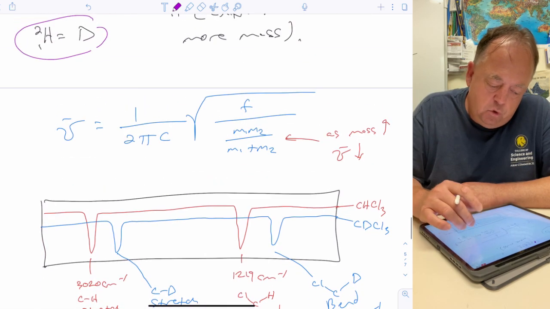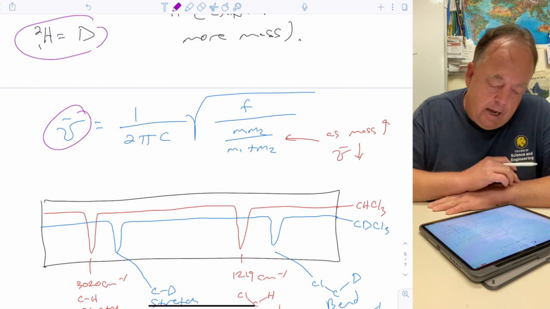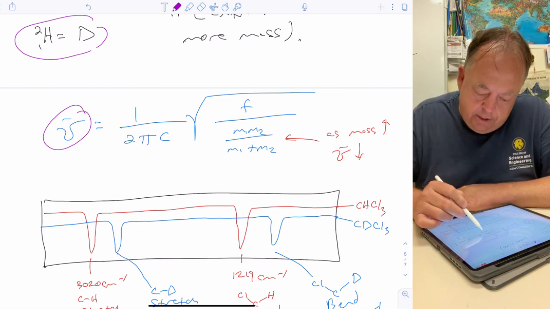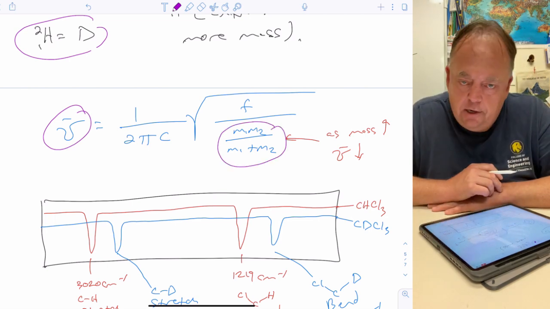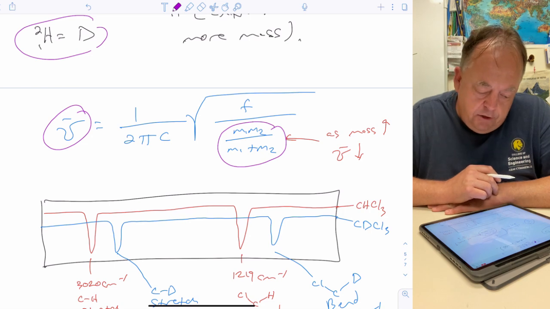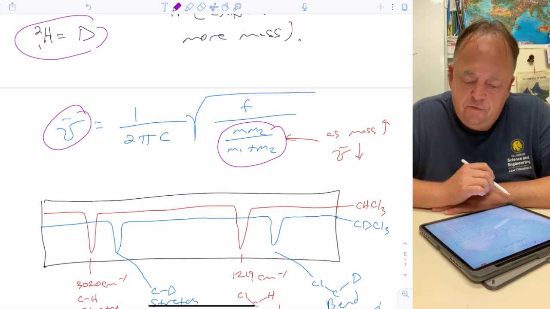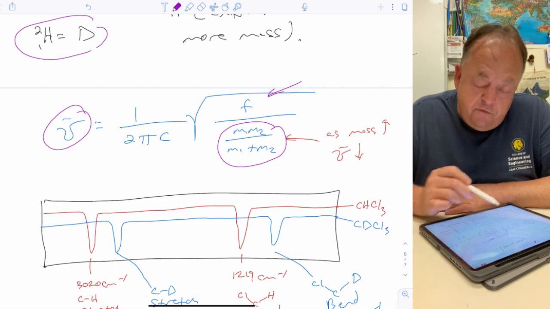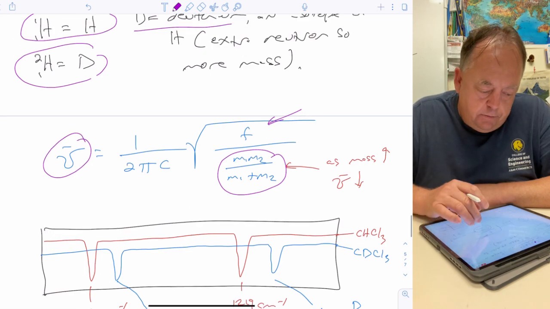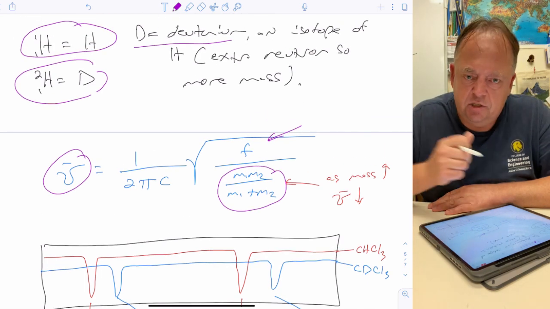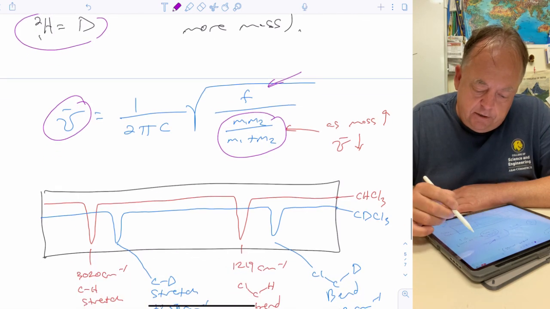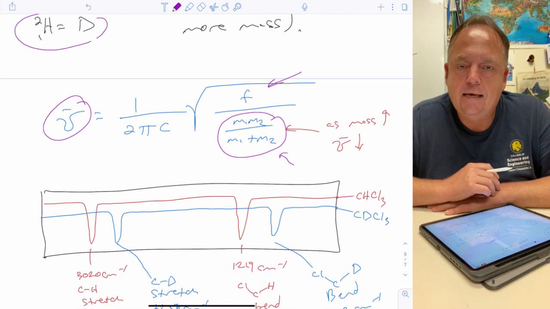So which one should absorb at a higher wave number? Since the mass is in the denominator of this calculation, the smaller the mass, the higher the wave number. Of course, the bigger the force constant, the higher the wave number, but the force constant for CH and CD is pretty similar. So the main effect here is going to be based on the masses.